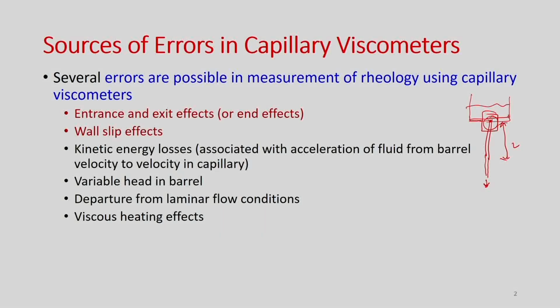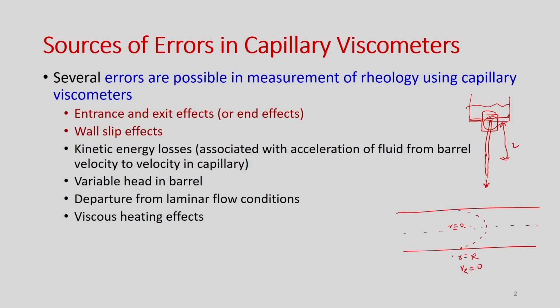Then wall slip effects. Wall slip means the velocity at the wall. In the working principles we derived, we have taken at the wall, that is at r equals capital R, Vz equals 0, and at r equals 0 it is maximum. That is what we have taken.